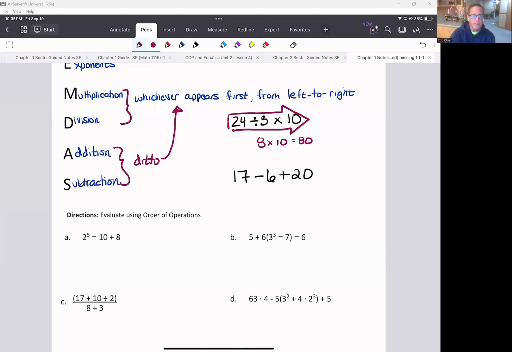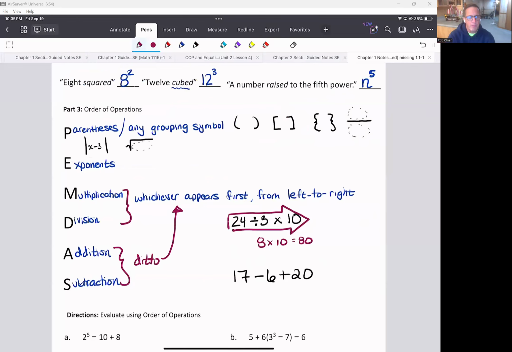Okay, so now that's out of the way. Let's recap. The P stands for parentheses, but parentheses is really any grouping symbol, not just parentheses. We have all types of grouping symbols. The E stands for exponents. Multiplication and division, whatever happens first from left to right. And same thing goes for addition and subtraction. Whatever occurs first from left to right, you do it that way.